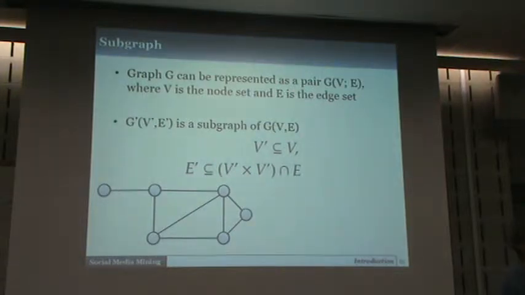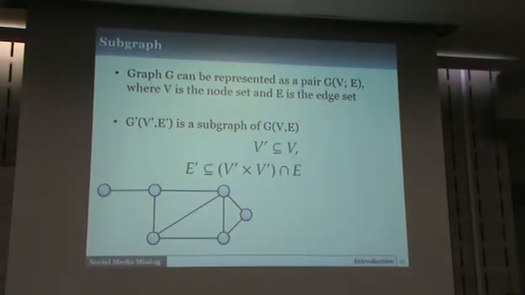A subgraph is a part of the graph. Okay, so this one should be defined: V and E. What is V? V is a set of nodes, and E is a set of edges. What the edge set is and what the node set is, is very important.